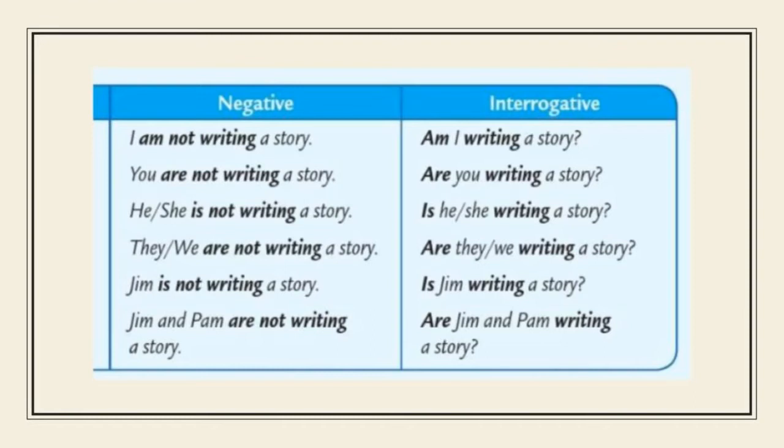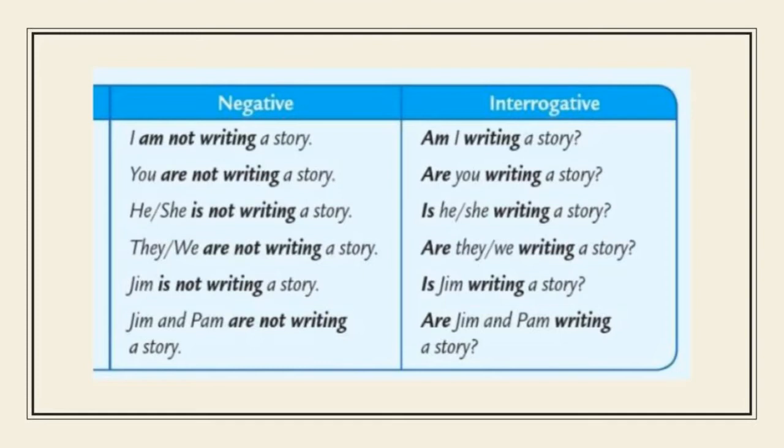Okay, let us move to the next column, that is interrogative. We should write the helping verb at the beginning of the sentence. If the subject is I, we should use am. If the subject is he or she, we should use is in the beginning of the sentence. Okay, am I writing a story? Are you writing a story?